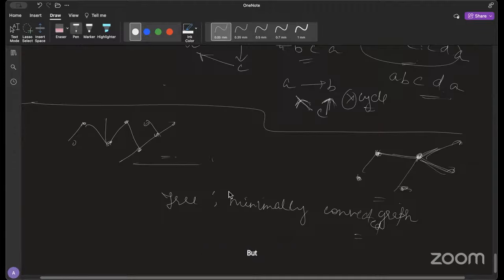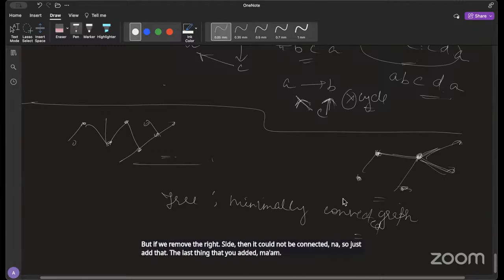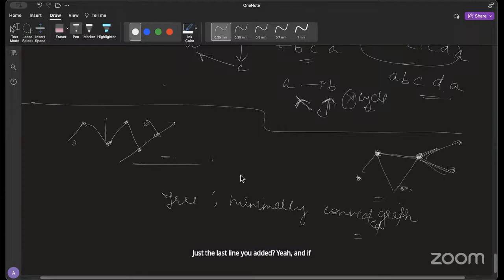But if we remove the right side, then it could not be connected, na? Just the last line you added, ma'am. Yeah, and if we just subtract the far right one, ma'am. Yeah, so if we remove that, still it would be a tree.